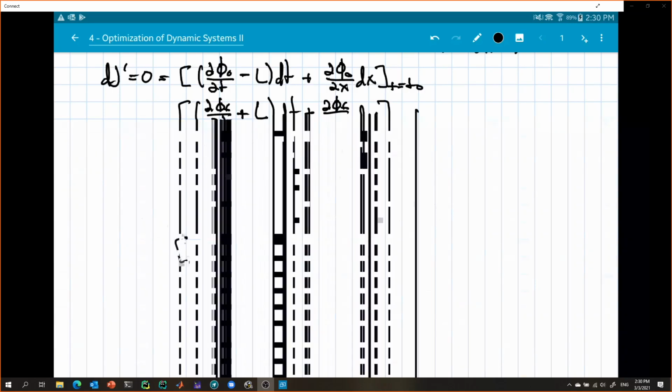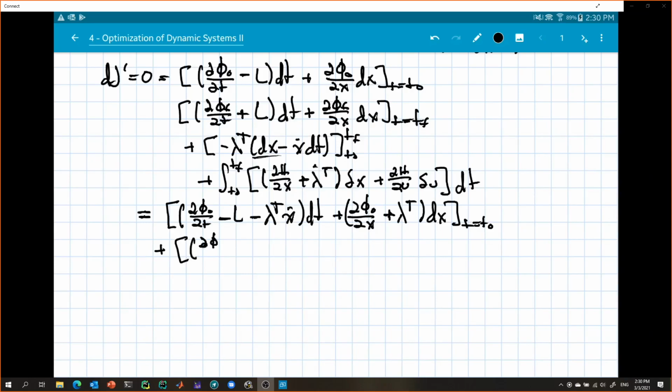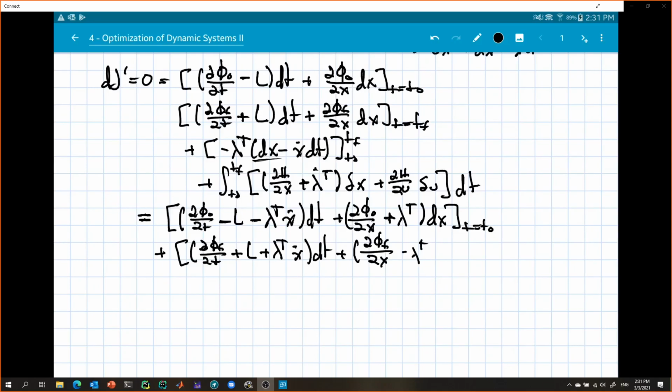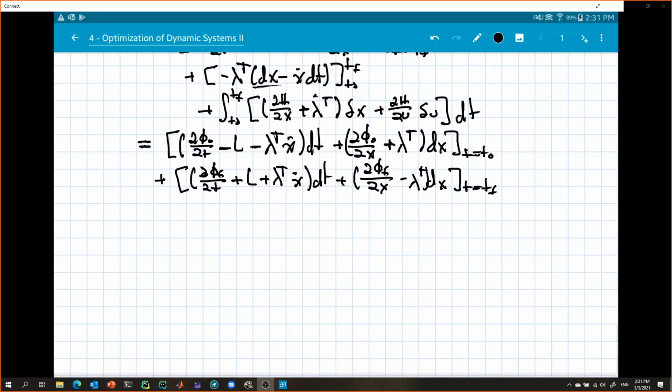And then for the terminal, everything looks the same except the signs are switched. Like I said, the signs are switched. And lastly, we have what's inside our integral, which now I think is the same as above.